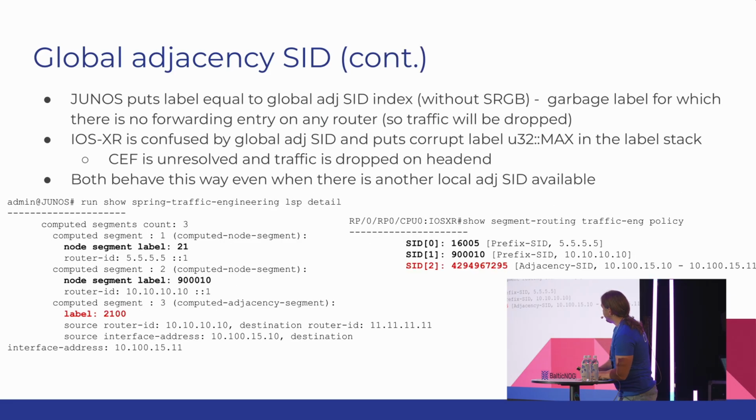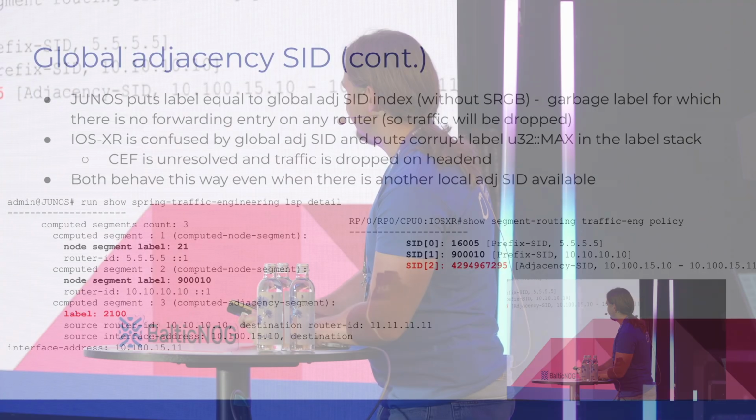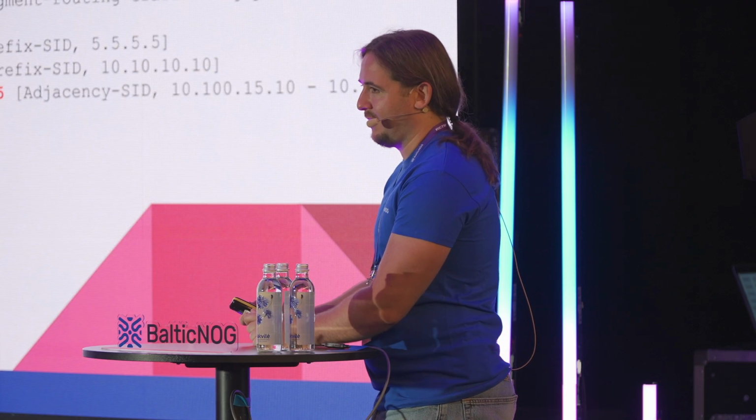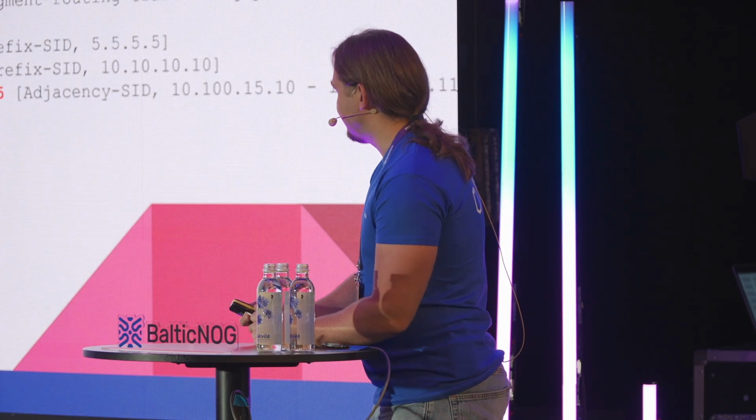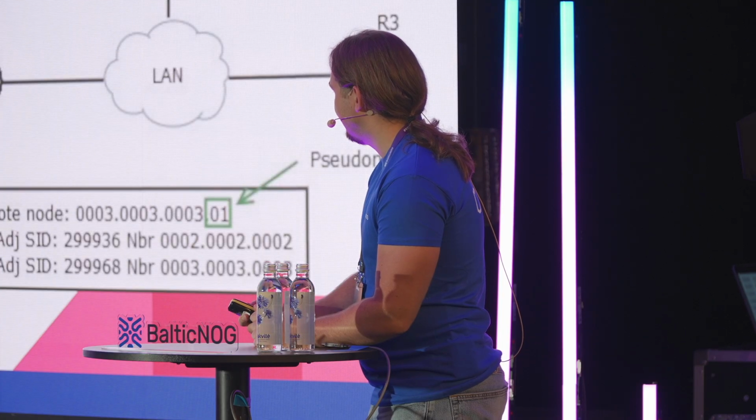And this is what we see on Juniper. Juniper doesn't understand the difference between local and global label, and instead it just puts the index as a label, which is not correct, and it will result in traffic being dropped. And Cisco shows this value of maximum 32-bit value, which is obviously not a valid MPLS label, and traffic will also be dropped. So they get confused by global adjacency SID, which is something to be aware of.